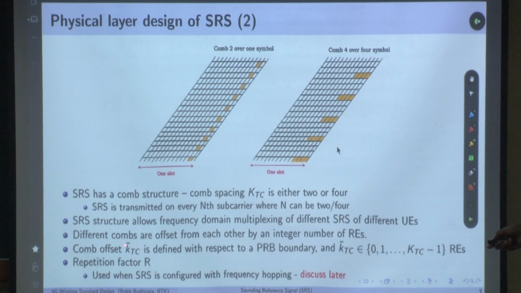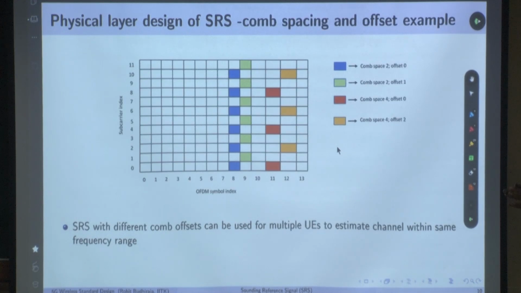So, there is this comb offset which is defined with respect to a PRB boundary, and where this comb is coming from is what it typically tells. And there is a repetition factor also associated. Once we start talking about the frequency hopping, that is how this is done. These 2 aspects I mentioned just for the record, their use will become clear when we start talking about this frequency hopping structure. I will take an example to tell you how these comb structures are used for different users.